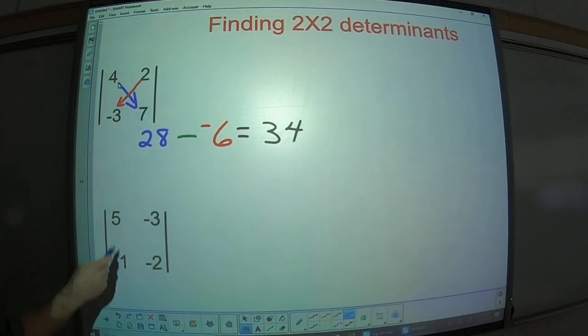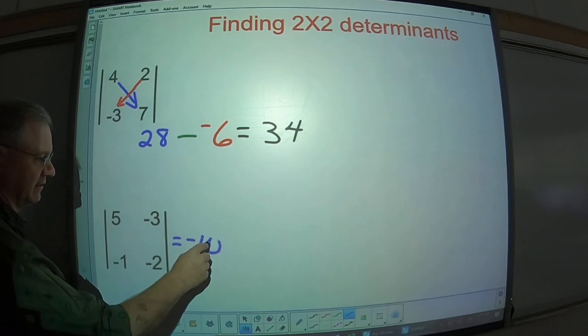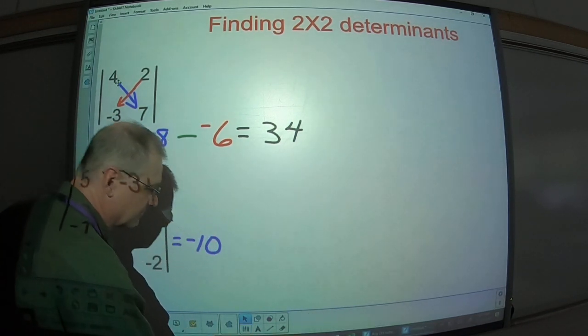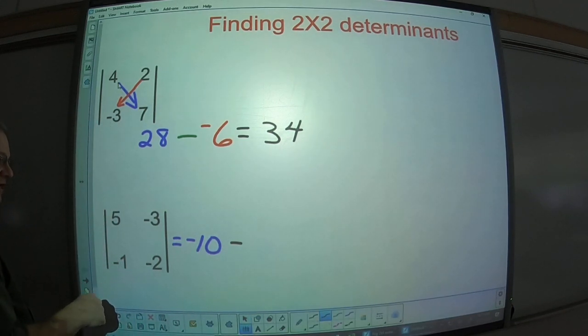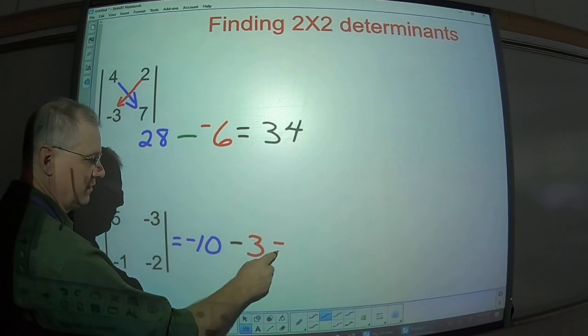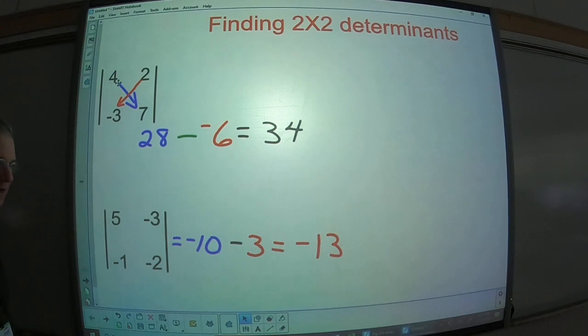In this case, 5 times -2 is -10. Now you could always have done this on your own and then check it. -3 times -1 is +3. The result is -13. And that's how you find a determinant.